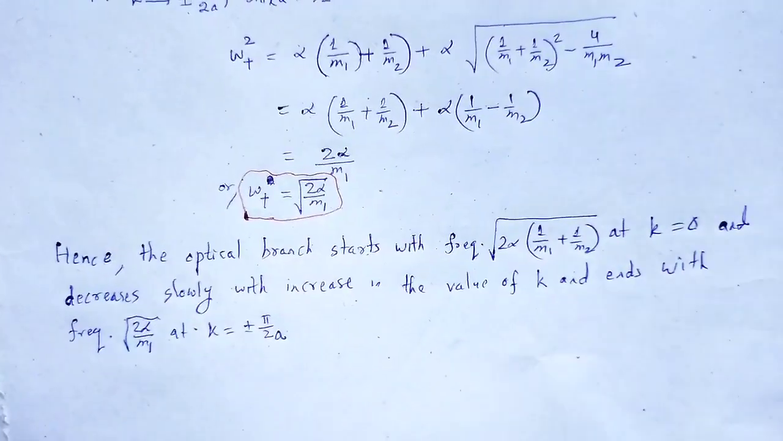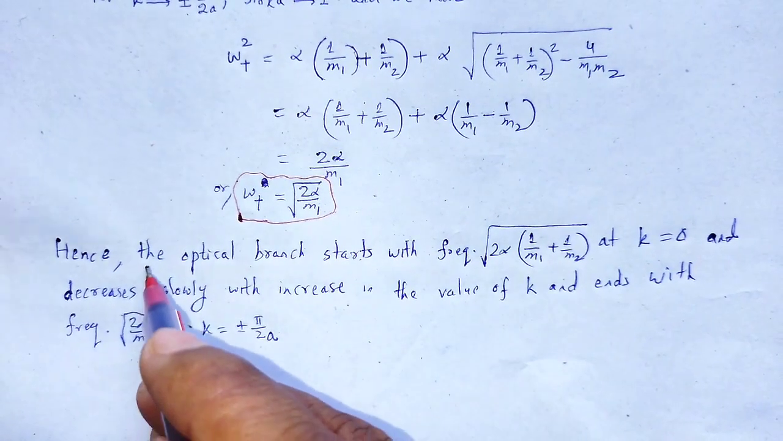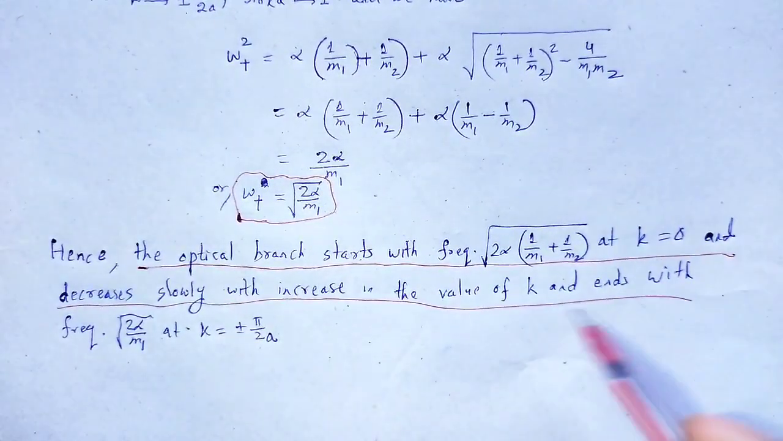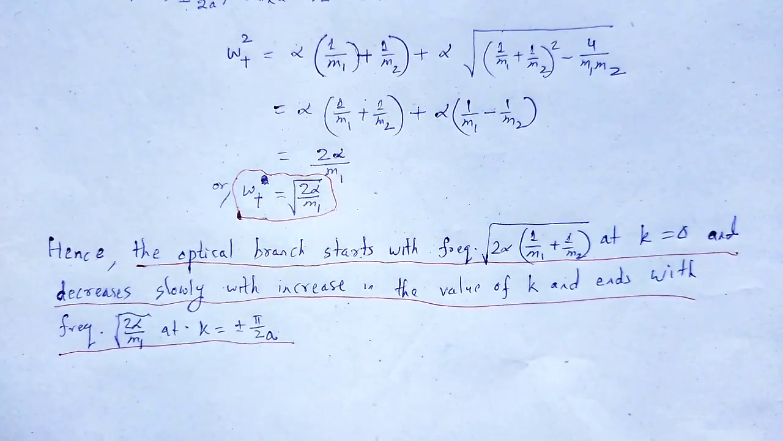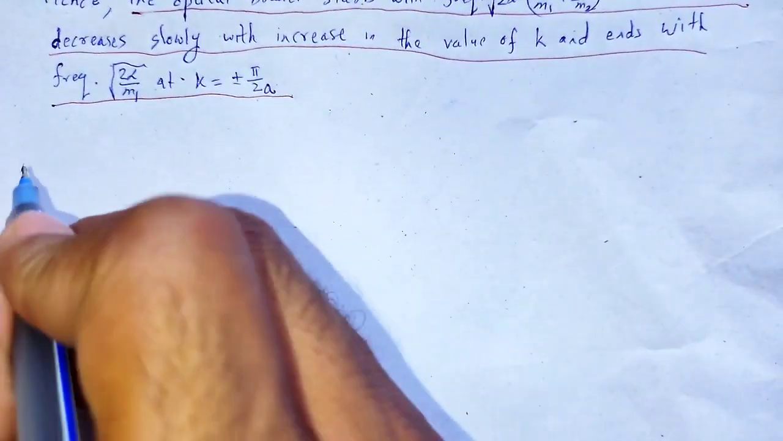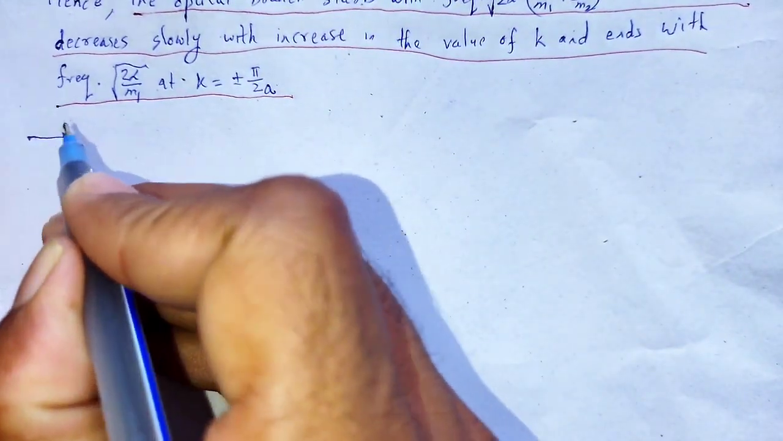That is the important point for the optical branch. Another point for the optical branch, what should be the amplitudes?